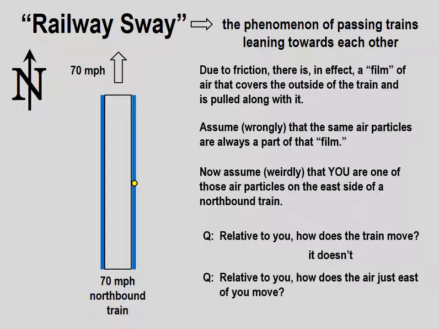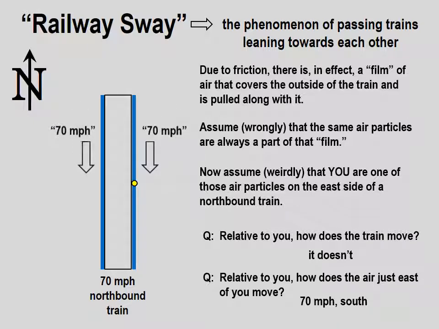Relative to you, how does the air just east of you move? In other words, right here, how is that air moving? And the answer is, it's moving 70 miles per hour to the south. As far as you're concerned, you are at rest, and the air just to the east of you is traveling 70 miles per hour to the south. Now, look on the other side of the train. That air, relative to the train, is also traveling 70 miles per hour south. So there's no push one way or the other due to Bernoulli.